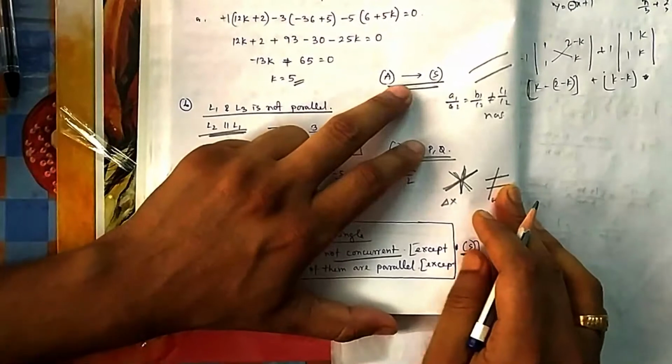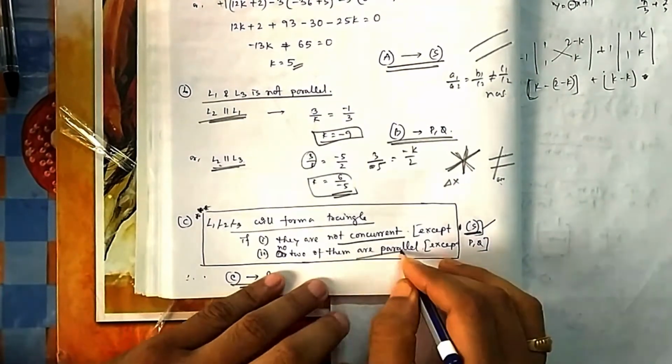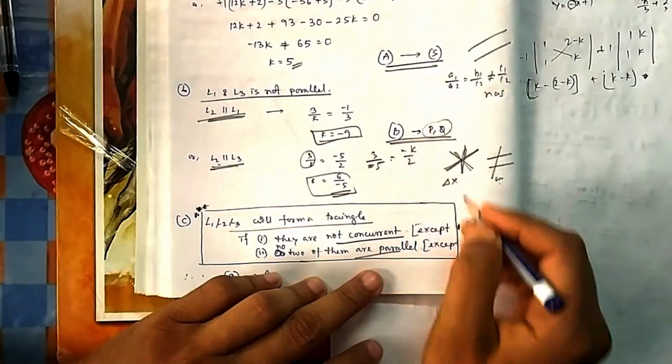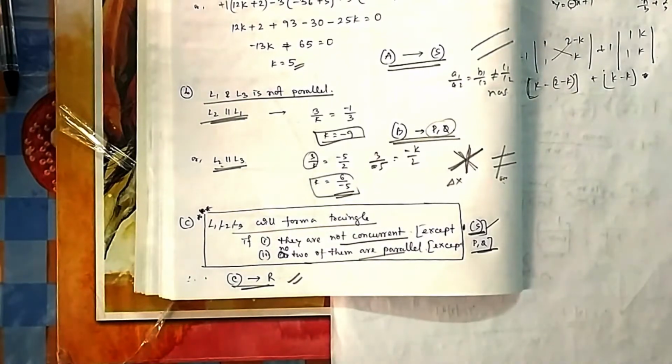S is for concurrency. And no two of them can be parallel. Two of them parallel happened in P and Q. So P, Q cannot connect. So C should be connected with R.